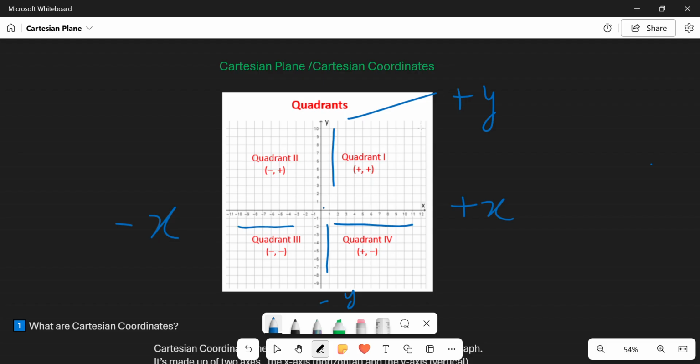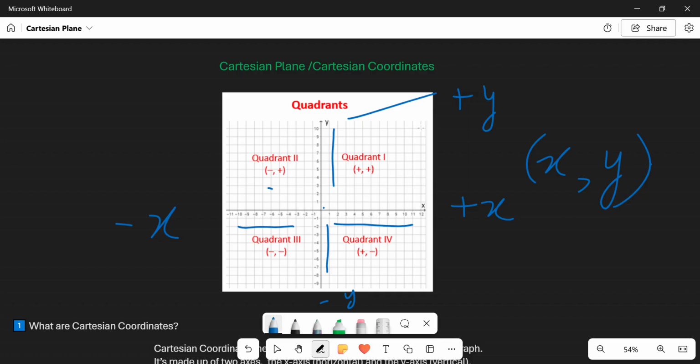This graph has four parts. The first part, quadrant 1, is where both x and y are positive. In the graph, we always write x first and then y. Now let's check quadrant 2, the second part of the graph, as we move anti-clockwise. Here the first number, x, is negative, and y is positive.